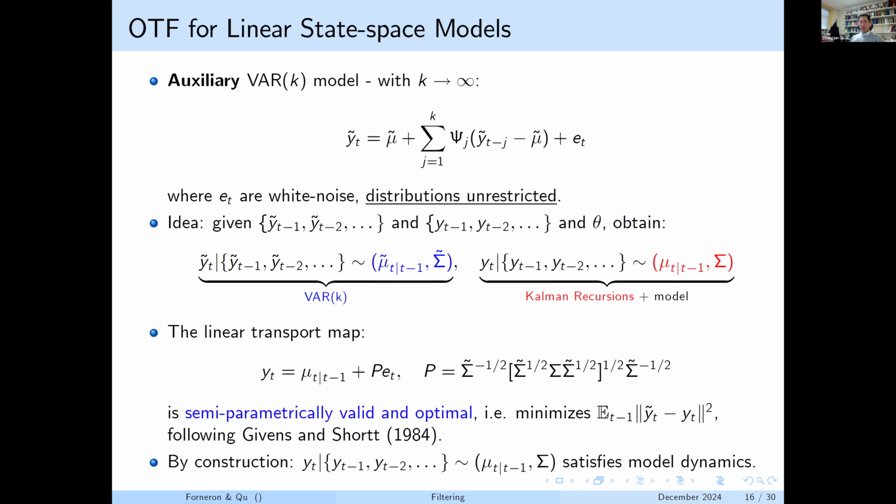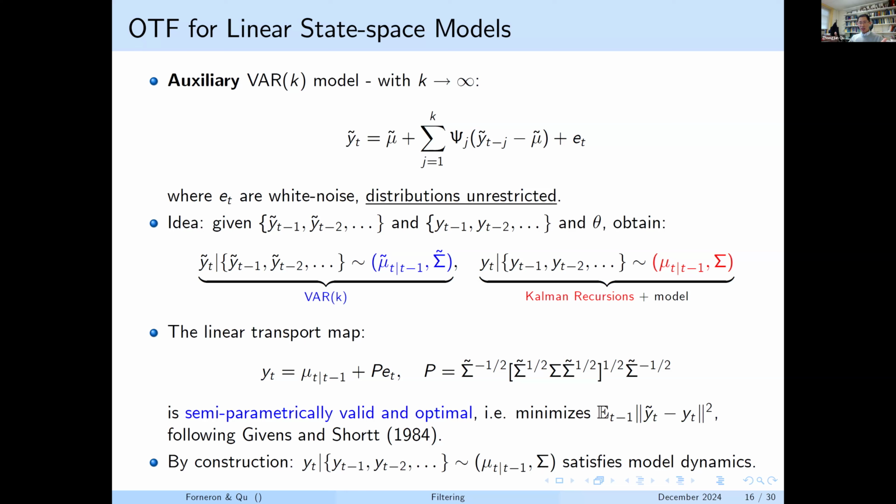Okay, so the two models are in place. We can look at some closed form expressions as a result. So here we have two blocks going on. The first block is provided by the auxiliary model, which is the VAR. For each time period, we'll get a conditional mean of Y_t tilde, which corresponds to mu tilde_t given t minus 1. We also get a conditional variance of the same quantity, in this case given by sigma tilde.